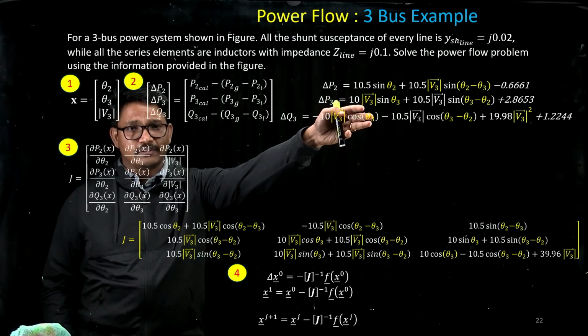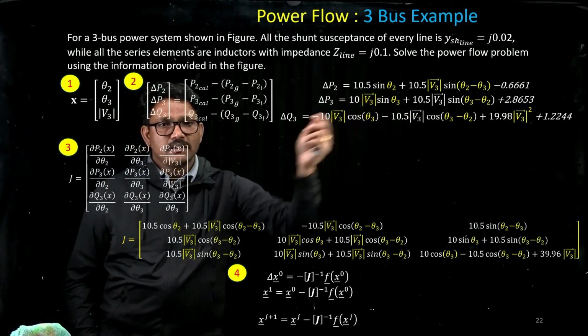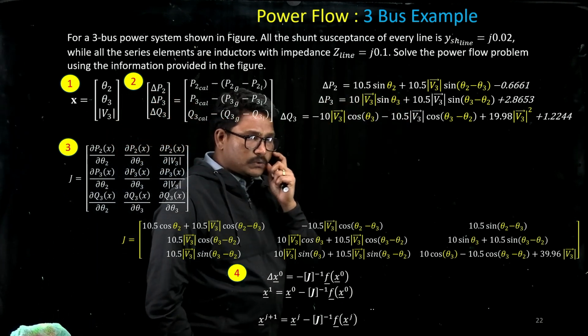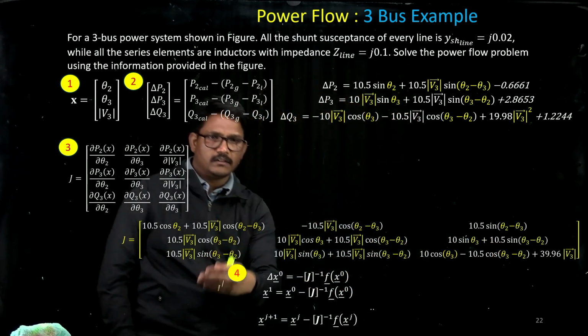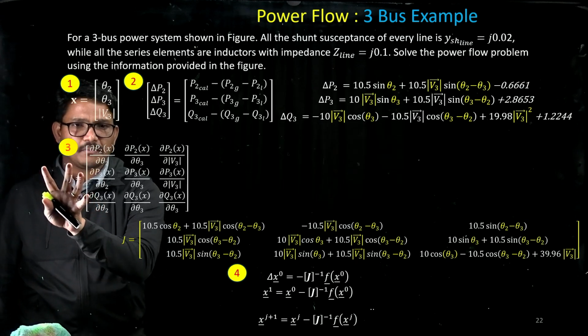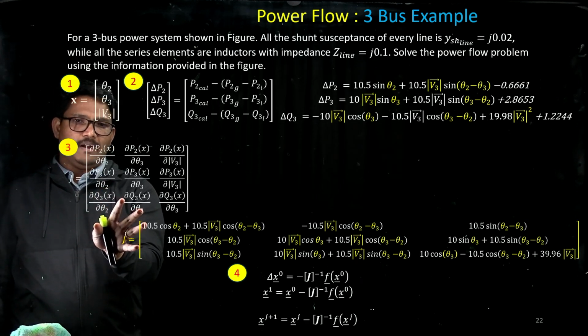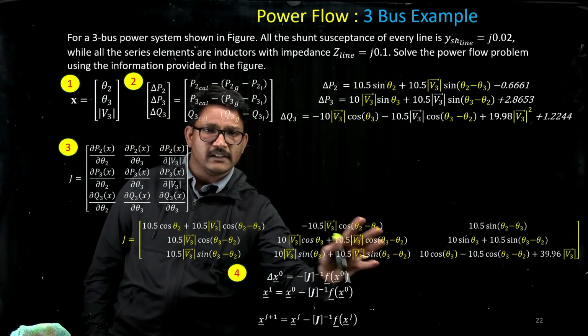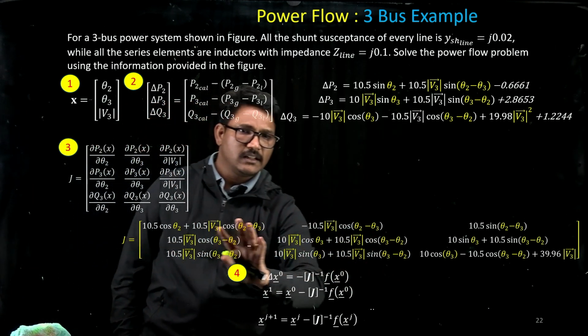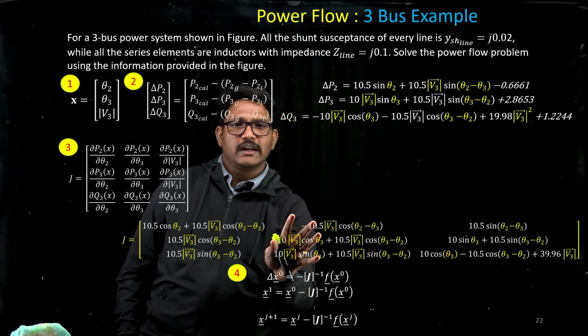Once you have that, if delta P2, delta P3, and delta Q3 are not very close to 0, that's when you will continue the iteration, where the third step is to find your Jacobian matrix. We have an expression for the Jacobian matrix, so we'll substitute our initial guess in these particular equations, and then we'll get our Jacobian.